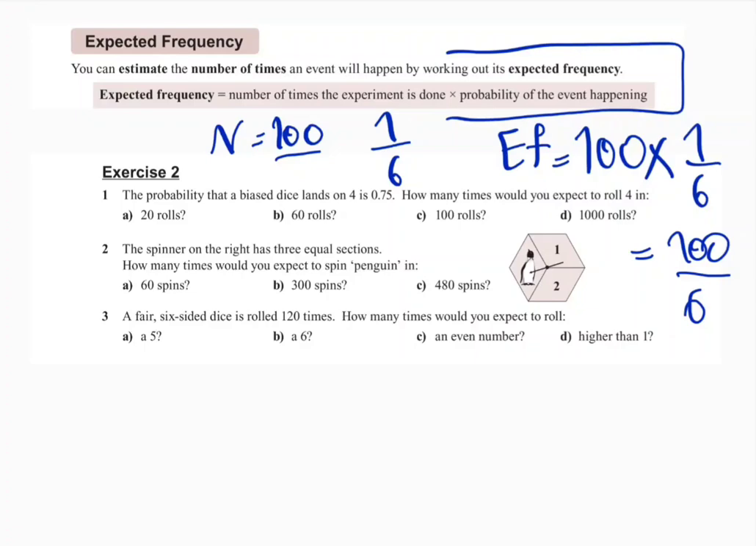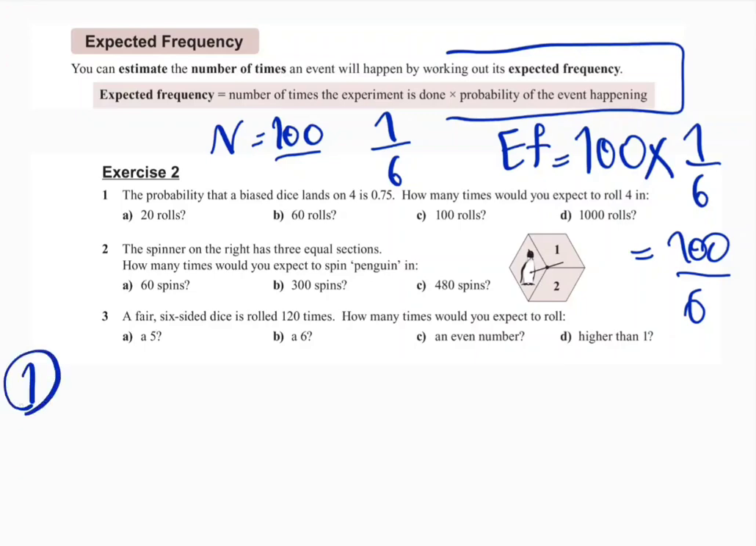I'm just trying to show you the applications of expected frequency. Now I'm going to do 3 examples from this topic, so hopefully by the end of the video, you will have a better understanding of this concept. Let's get started.